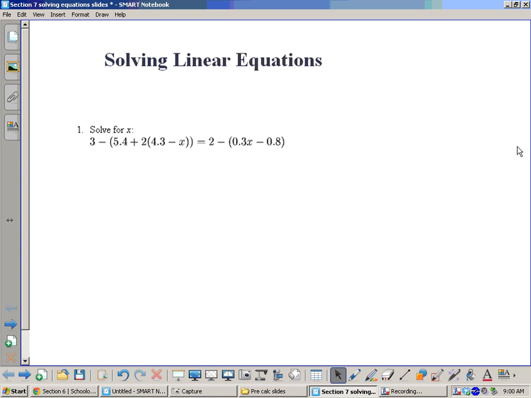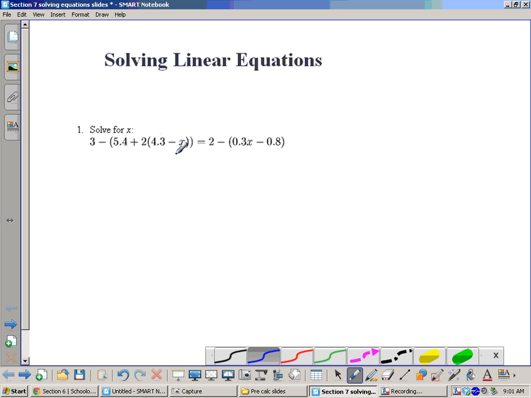Good afternoon, calculus class. We're going to review some solving for variables today. We're going to start with just a simple solving for a variable with just one variable x in it. In a situation like this, we have multiple parentheses and some distributing. So we're going to try to simplify this by first distributing.